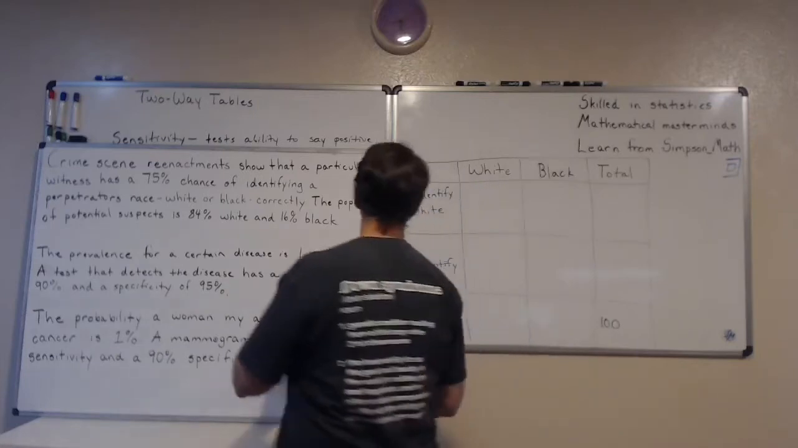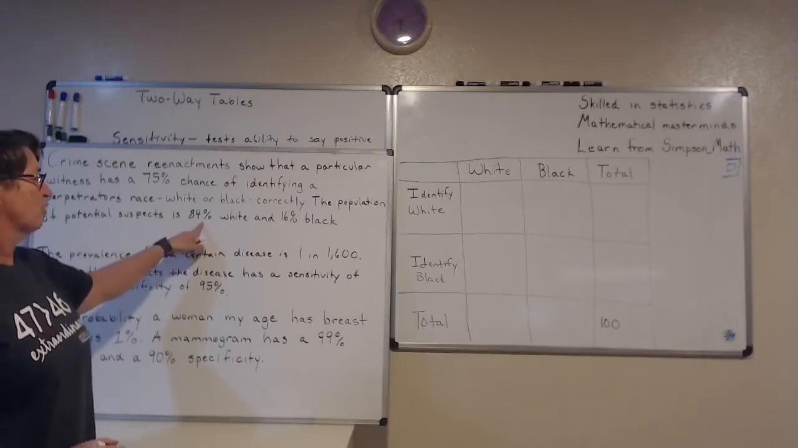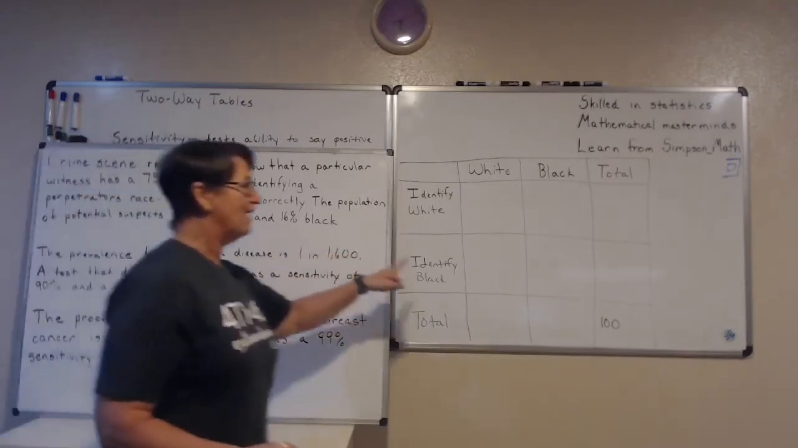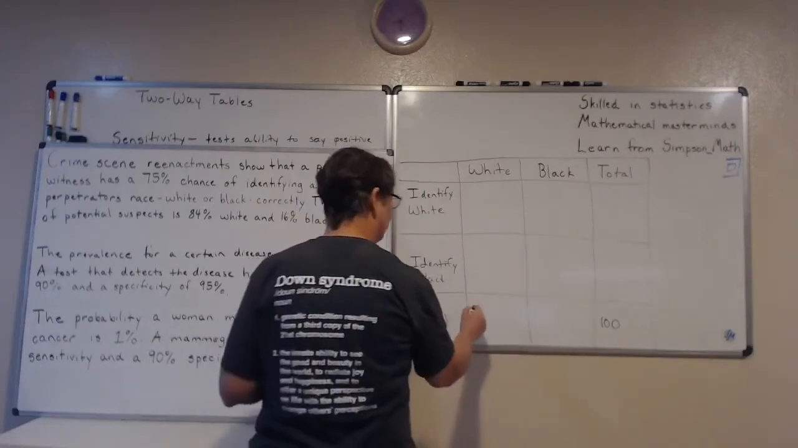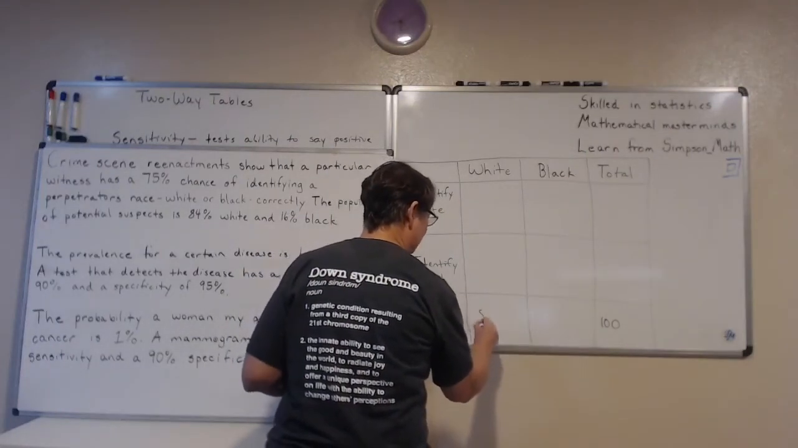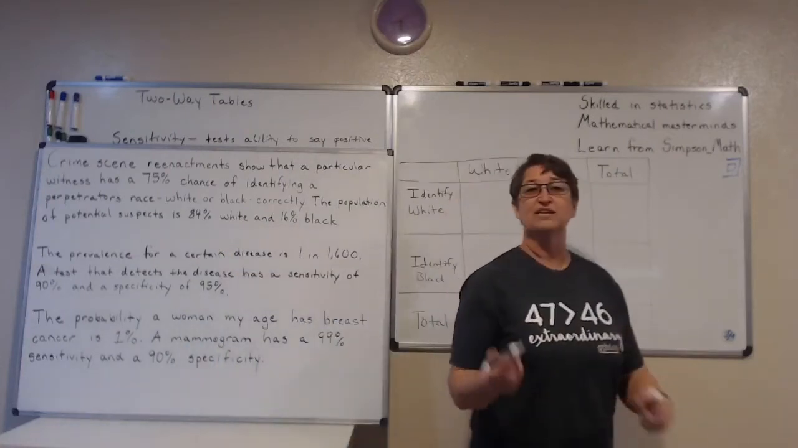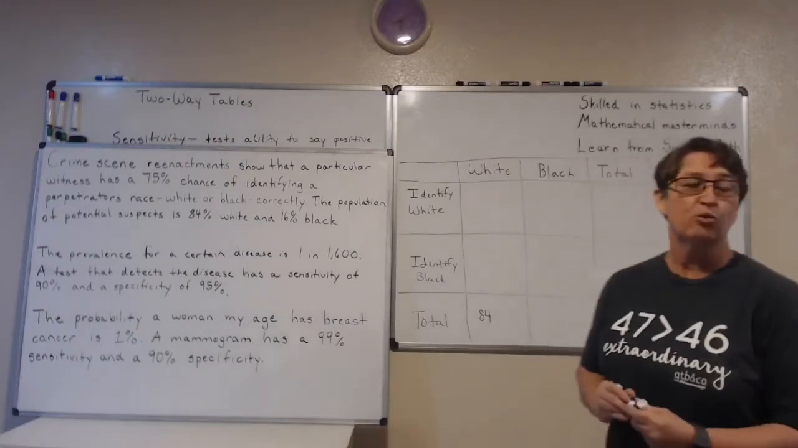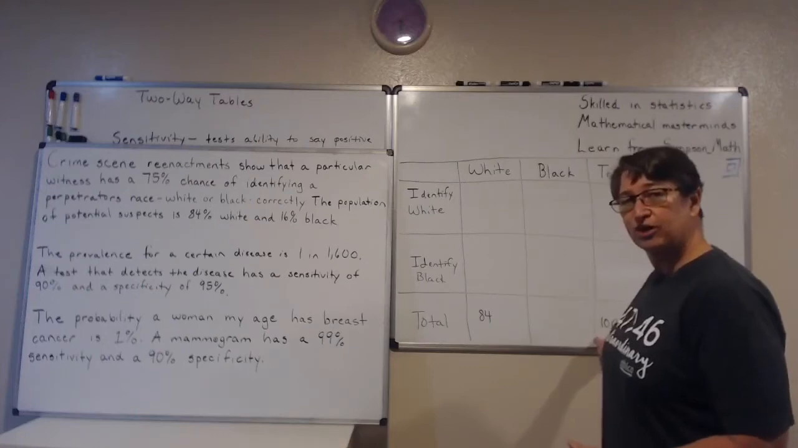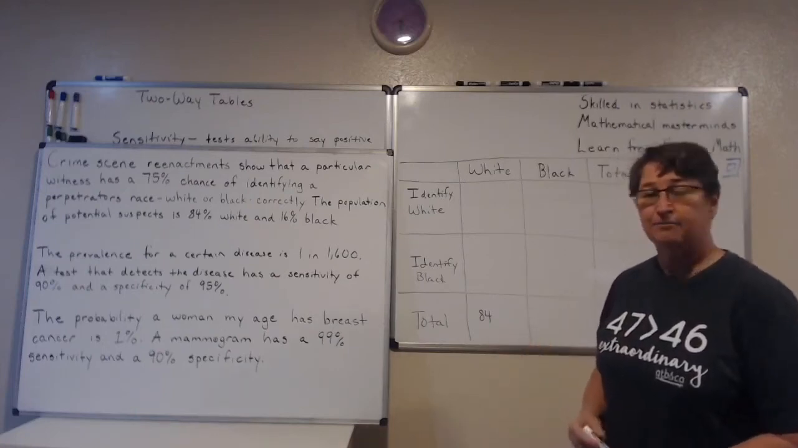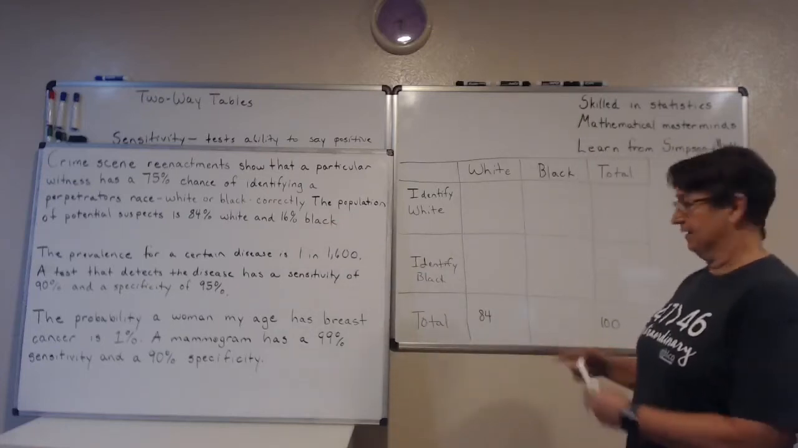And then what I know is that the population of potential suspects is 84% white. So if I have 100 people, then that tells me that the number of white people I have is 84, because 84% is 84 out of 100. See how easy that was to work with once we have that 100 down there? So choosing 100 to start with is a smart place to begin. And then we know that the rest of them are black.